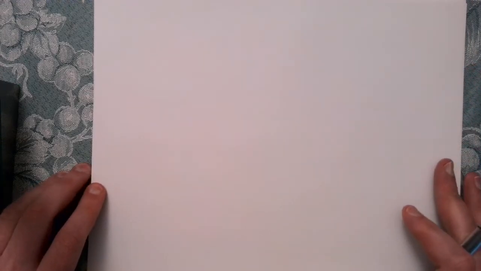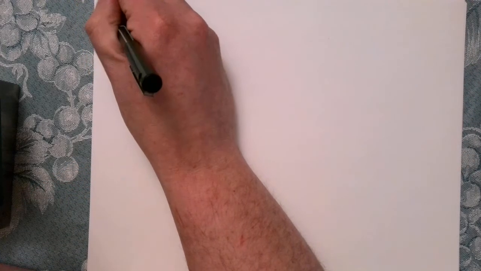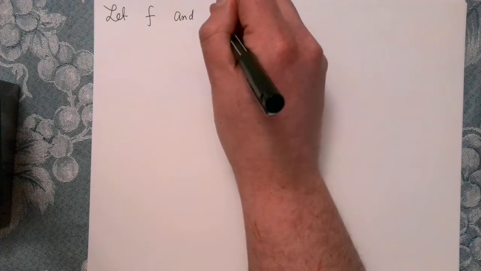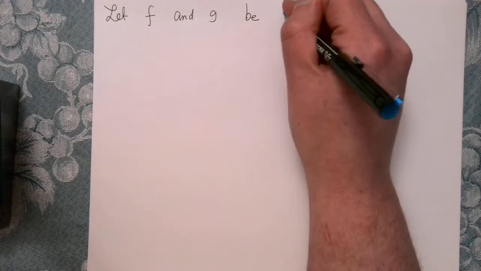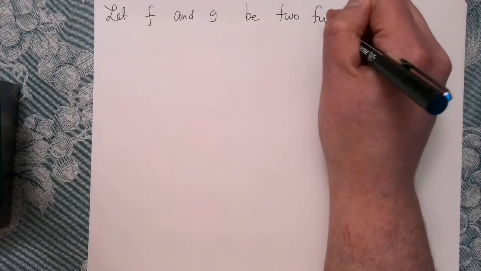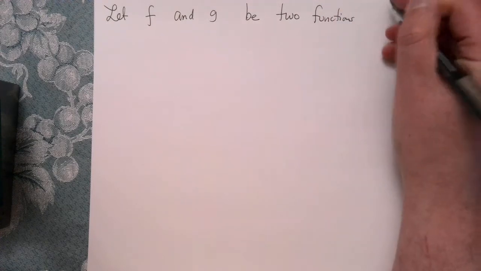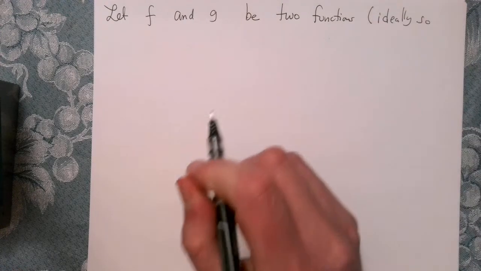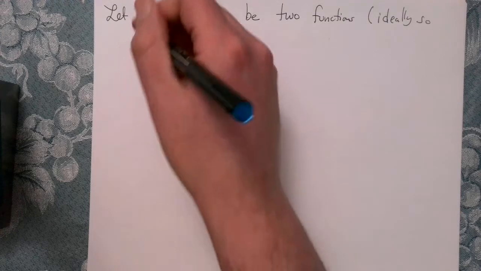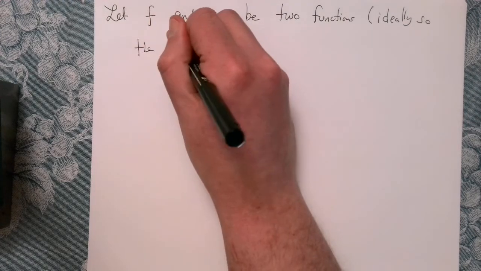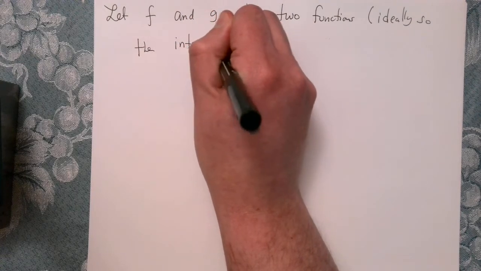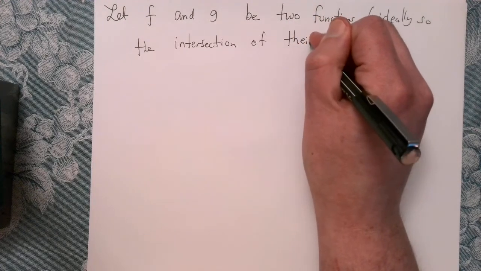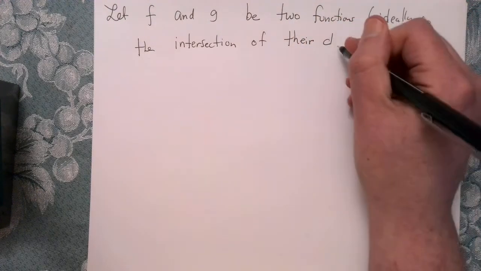Okay, so let's define all these operations. Let f and g be two functions, and I'm going to say, ideally, the intersection of their domains is non-empty. I'll explain in a moment why that's important.